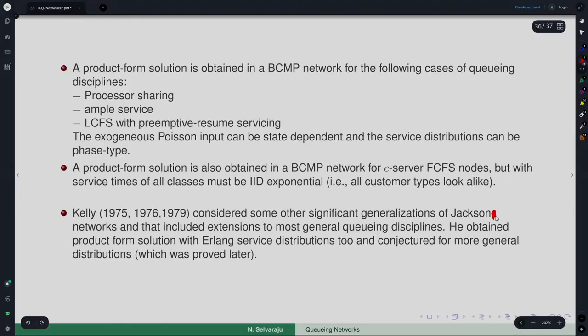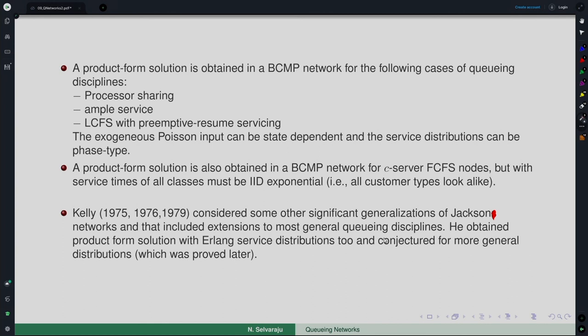Now, Kelly considers some other generalizations of Jackson networks, and that included extensions to some of the most general queuing disciplines. In fact, most of what BCMP considered would also fall within this generalization.